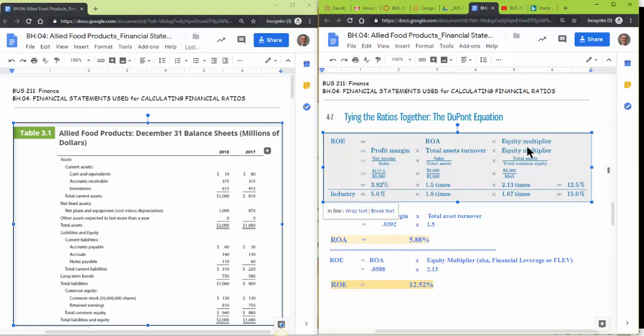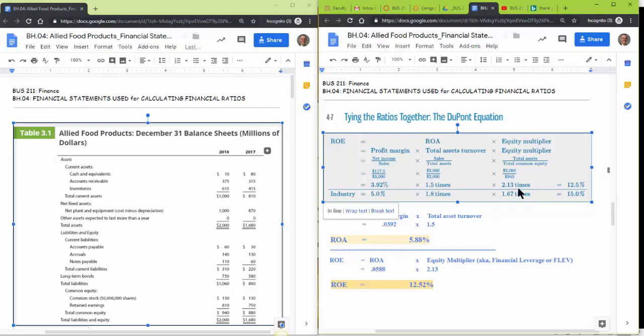And finally, the equity multiplier, or the financial leverage of a company, is the company's total assets divided by just the owner's financing, the total common equity. The total assets would be $2 billion and the total common equity is $940 million. Dividing 940 million into 2 billion produces a financial leverage of 2.13 times.